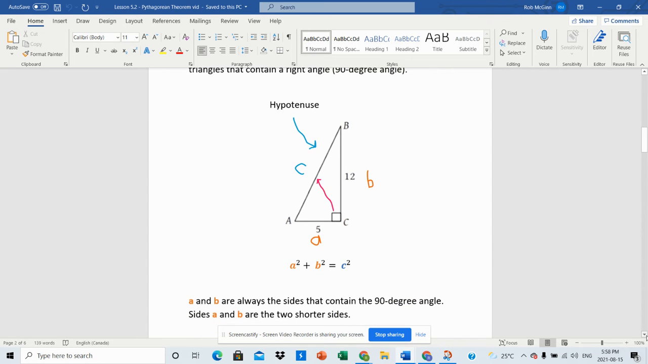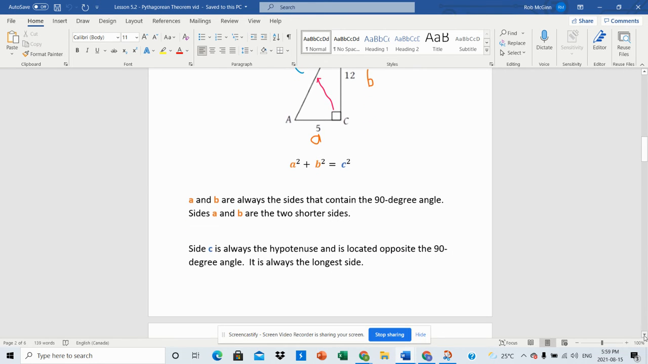A and B are always the sides that contain the 90-degree angle. We can see A and B, and the angle of 90 degrees is in between those two sides, so it contains the 90-degree angle. Sides A and B are always the two shorter sides. Side C is always the hypotenuse. It is located opposite the 90-degree angle, and it is always the longest side.